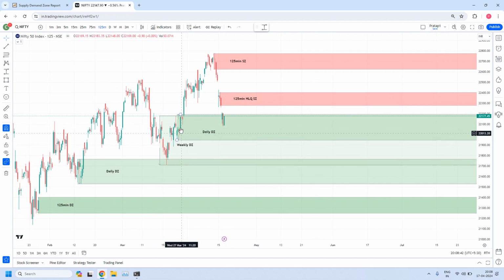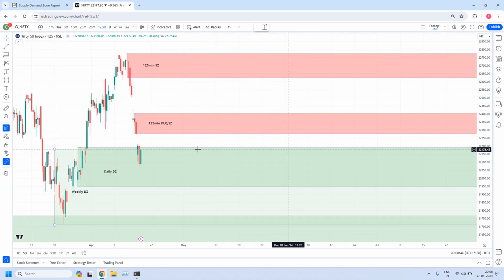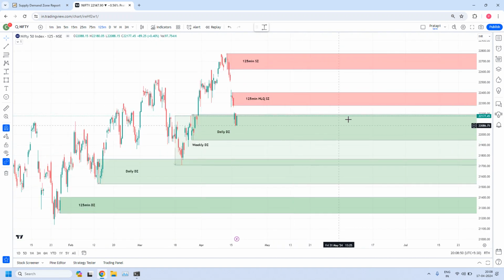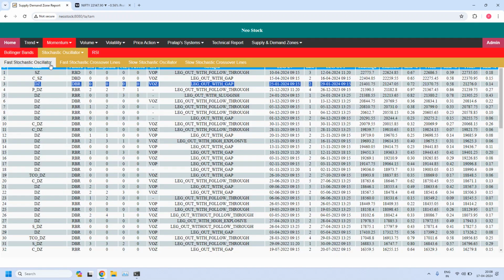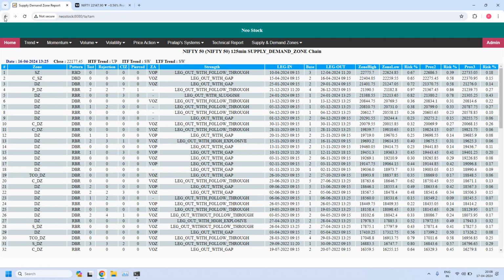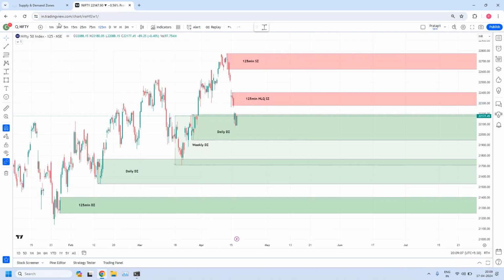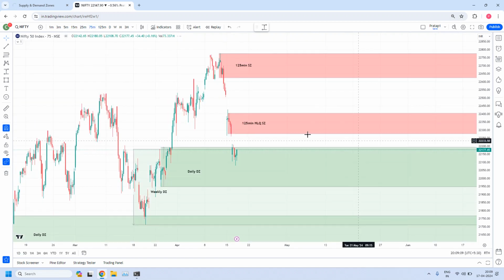But here there could be some zones. Probably you may identify them in the 75 minutes time frame, because that is more relevant for us. So let me change the time frame to 75 minutes. And here also I am changing the time frame to 75 minutes.